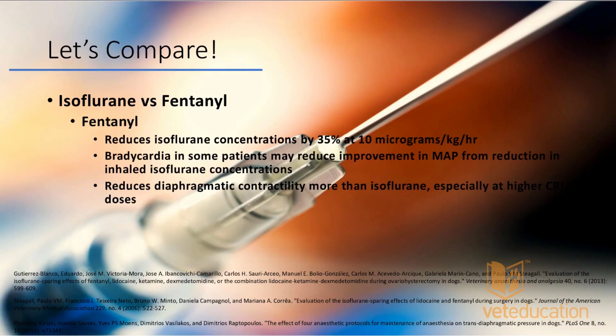But fentanyl will cause in some patients quite a profound bradycardia, and that will decrease cardiac output, and it can eventually lead to a decrease in mean arterial blood pressure. So we might not see that change in blood pressure if we're just using fentanyl. It does reduce diaphragmatic contractility more than isoflurane, especially at higher continuous infusion doses. And by higher, I mean at that 8 to 10 micrograms per kilo per hour dose range. So that is a time when we may need to, in some patients, look at the requirement to provide them with some ventilation assistance, some intermittent positive pressure ventilation.